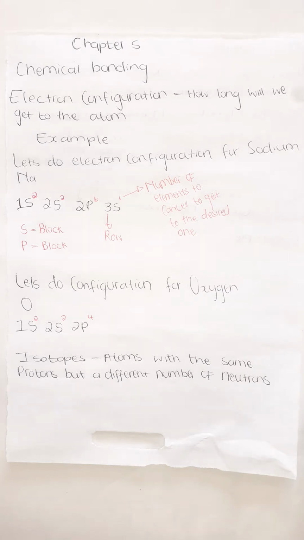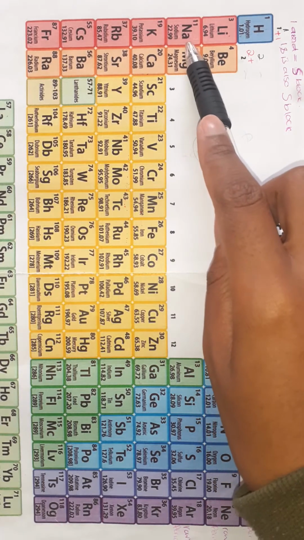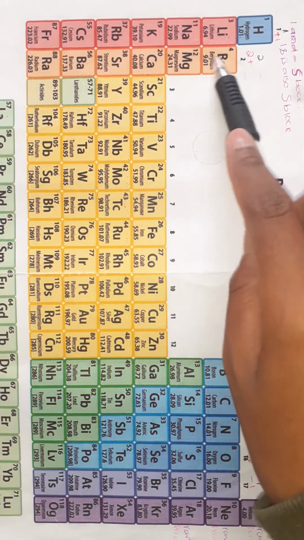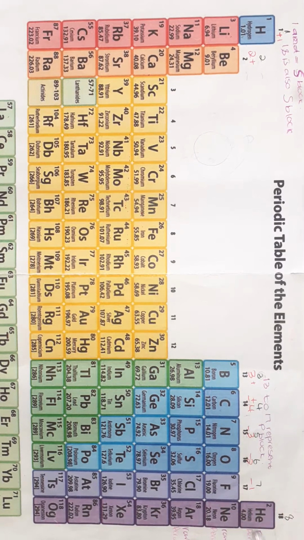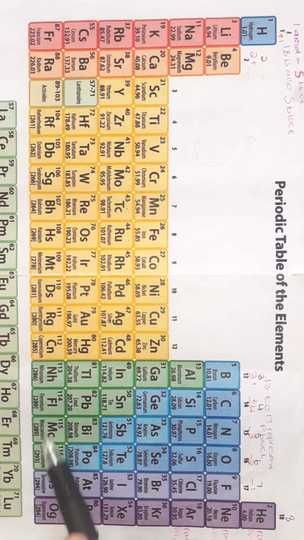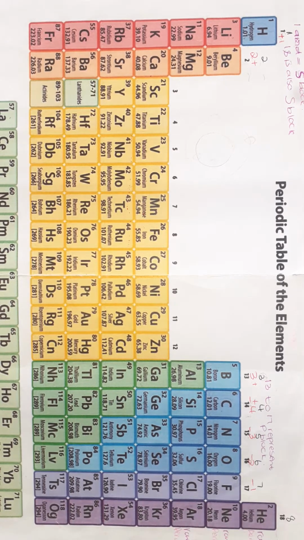Let's do electron configuration. Let's do electron configuration for sodium. Here is sodium on the periodic table. These two blocks are the S blocks, even including this one. Helium is part of the S blocks, but the rest of these blocks are called the P blocks.